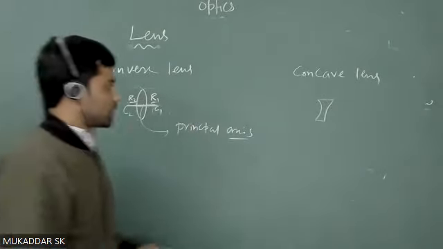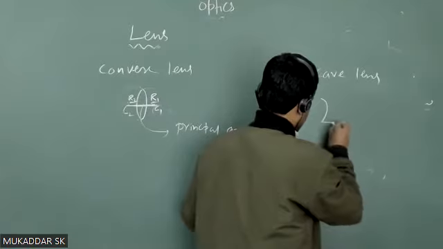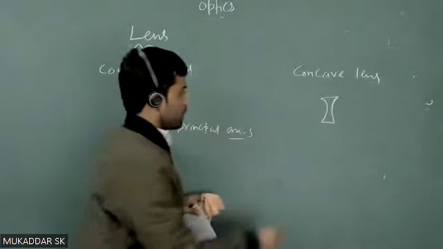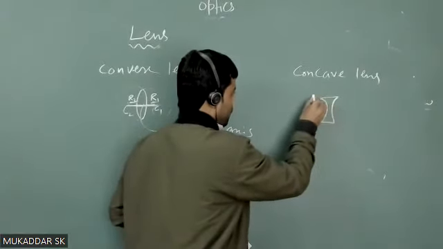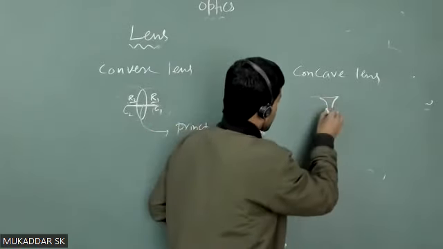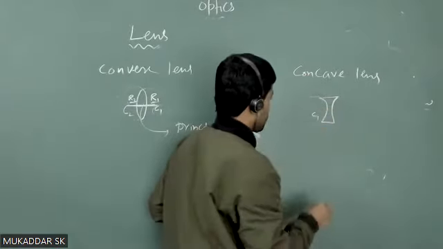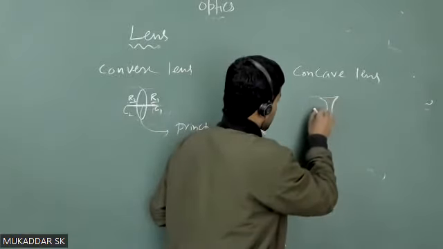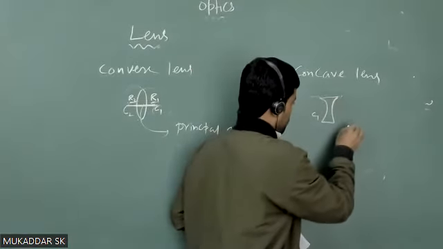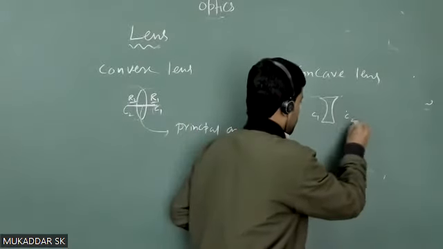Principal axis. Similarly, here also, for the concave lens, you can see there are basically two surfaces. This surface is a part of a sphere. Obviously there will be the surface, and there will be the center. Let us assume this is C1. For this surface C1 will be the center of curvature, and for the other surface I can again draw a sphere, and it will have a center, and let us denote it C2.